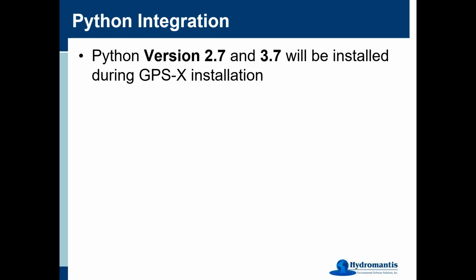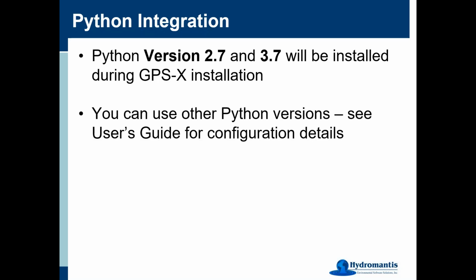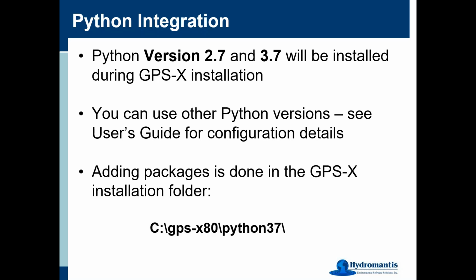When you install version 8 of GPSX, you will get Python installed automatically with it. Both versions 2.7 and 3.7 get installed along the way. It is possible to use other Python versions, and we have quite a lot of detail about that in the GPSX User's Guide. You can configure other versions of Python that you might already have installed on your computer, for example, and it will use those. But by default, when you install the software the first time, it comes with its own version of Python.